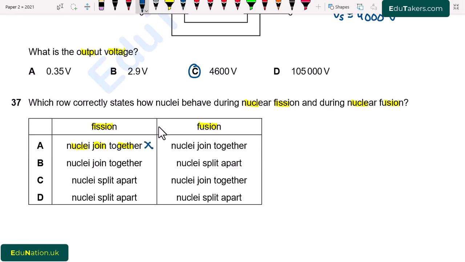B. Nuclei join together, because in the fission there is a breakup of the nucleus, so it is also incorrect. C. Nuclei split up, it is correct, and nuclei join together, it is also correct. So option C is correct. For option D, nuclei split apart and nuclei split apart, both of these are similar, so it is also incorrect.